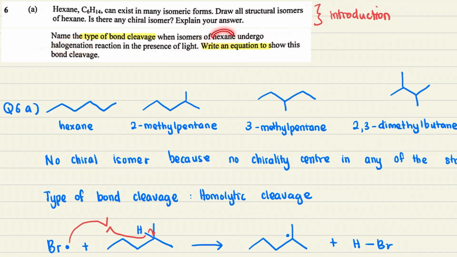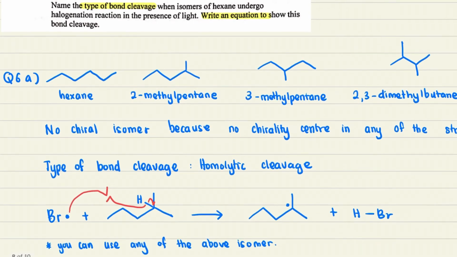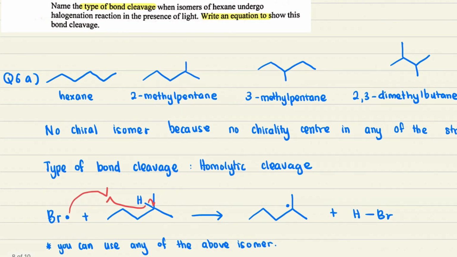Okay, hexane is an alkane. Bond cleavage dalam alkane adalah yang kita belajar free radical substitution tu kan. So homolytic cleavage lah. Okay, so the answer adalah homolytic cleavage. And then dia minta tulis write an equation. Okay, so bila dia minta an equation, that means satu equation sahaja dia minta. Bukan dia minta the whole mechanism.